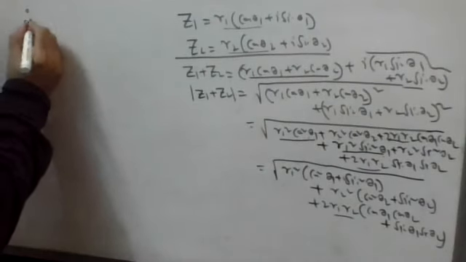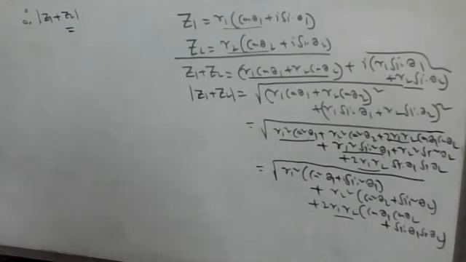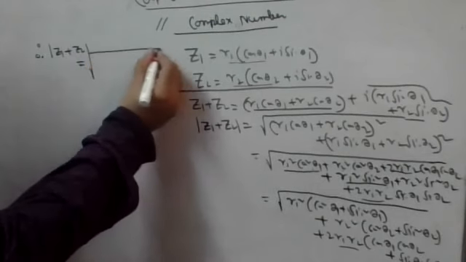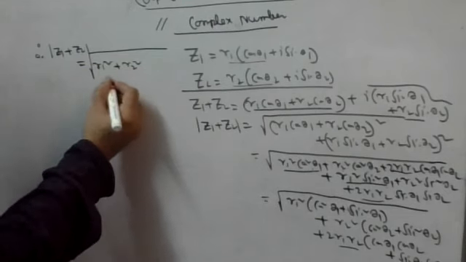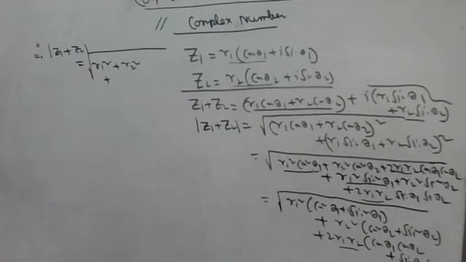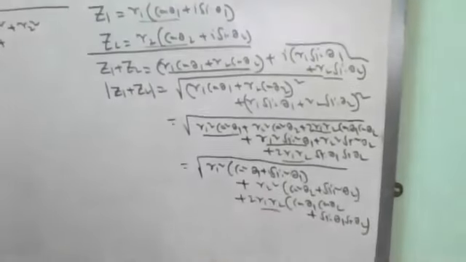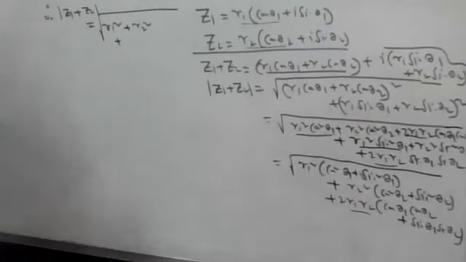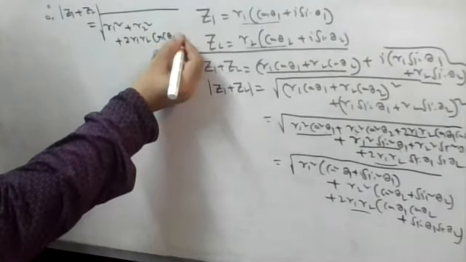So I can write mod z1 plus z2 is equal to the square root of r1 square plus r2 square, plus 2 r1 r2 into (cos a cos b plus sin a sin b). See, here you got 2 r1 r2 cos a cos b plus sin a sin b form. So that form should be placed here: 2 r1 r2 into cos (a minus b).